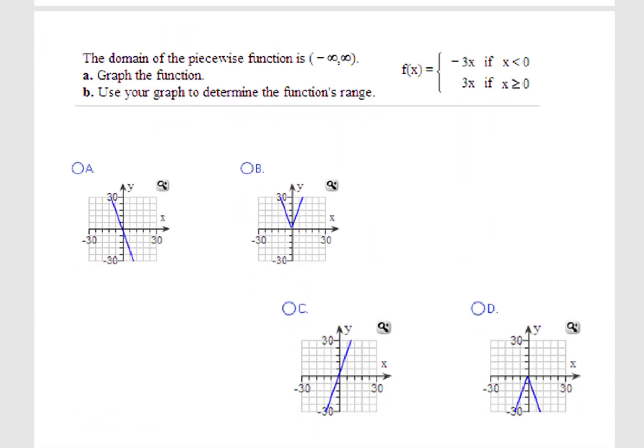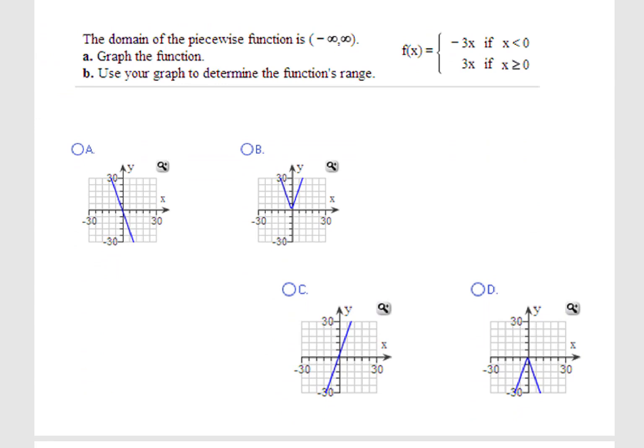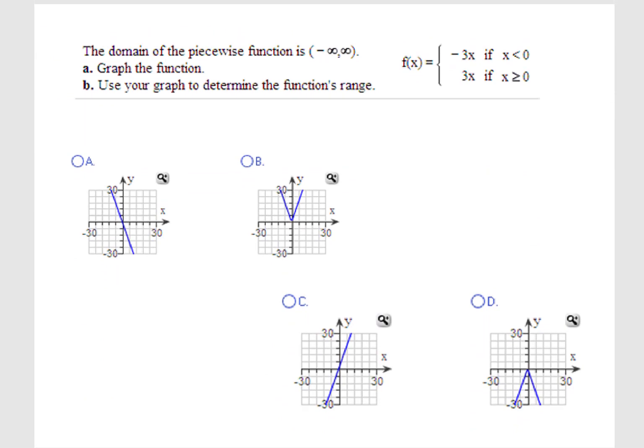Okay. It says the domain of the piecewise function is negative infinity to infinity. They want us to graph the function and then use the graph to determine the function's range. So let's do that first thing, part A, graph the function. Let's determine what we would put in our calculator first.